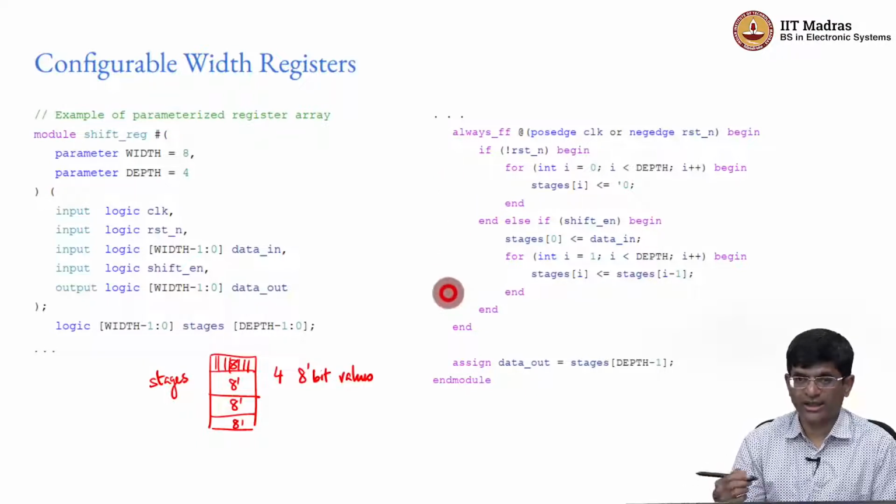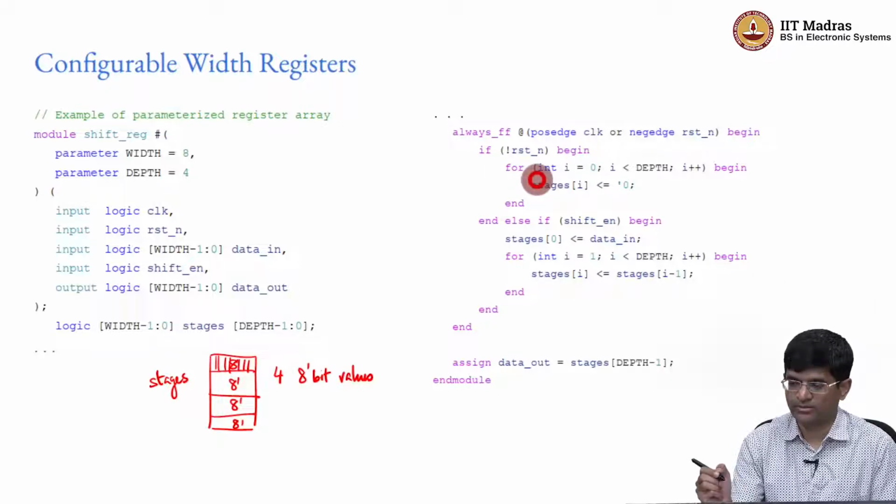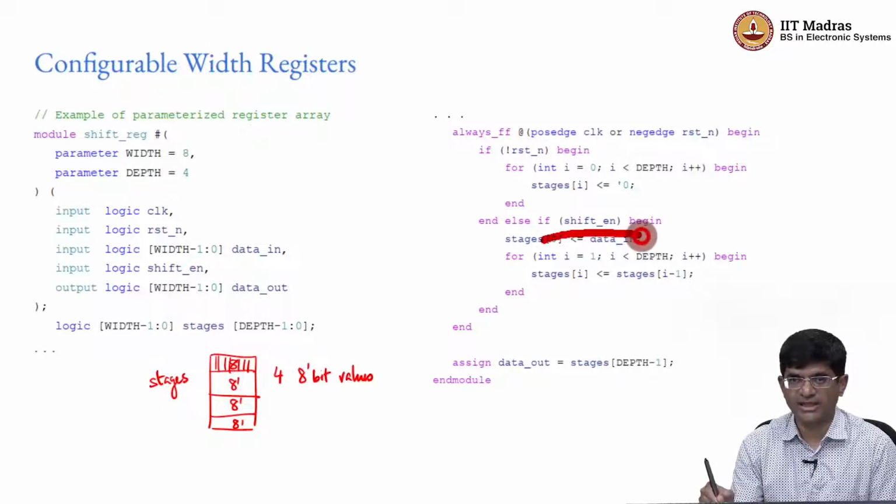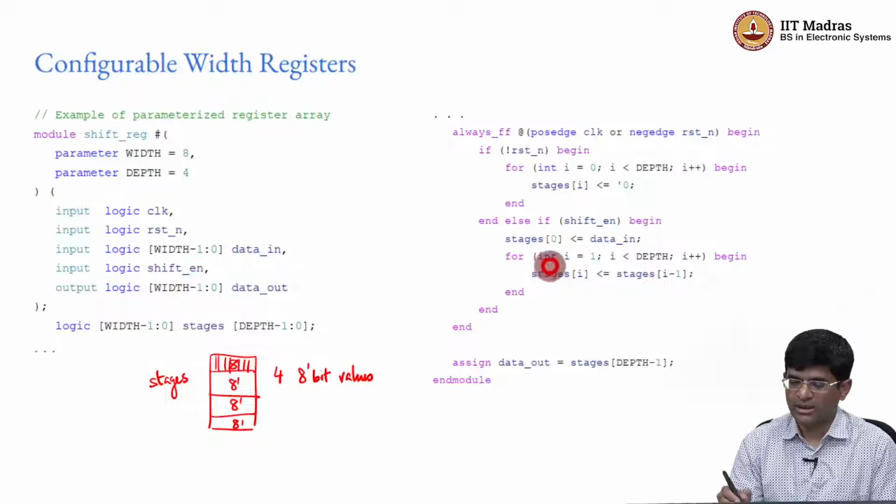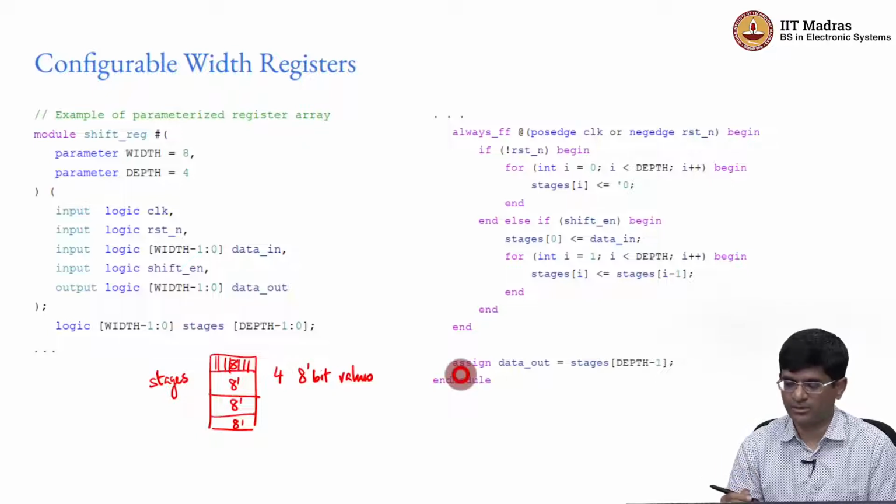This is essentially how we are writing the code for this. What you can see is while reset, I write a for loop, and the for loop basically goes from 0 up to depth and it sets stages of I to be 0. Else, if the shift enable, that is to say we are out of reset and the shift enable signal is equal to 1, stages of 0 gets a value from data in. Notice that this is a non-blocking assignment, so that update actually happens at the end of the always block. It is, in other words, a sequential circuit and actually gets implemented as a flip-flop.